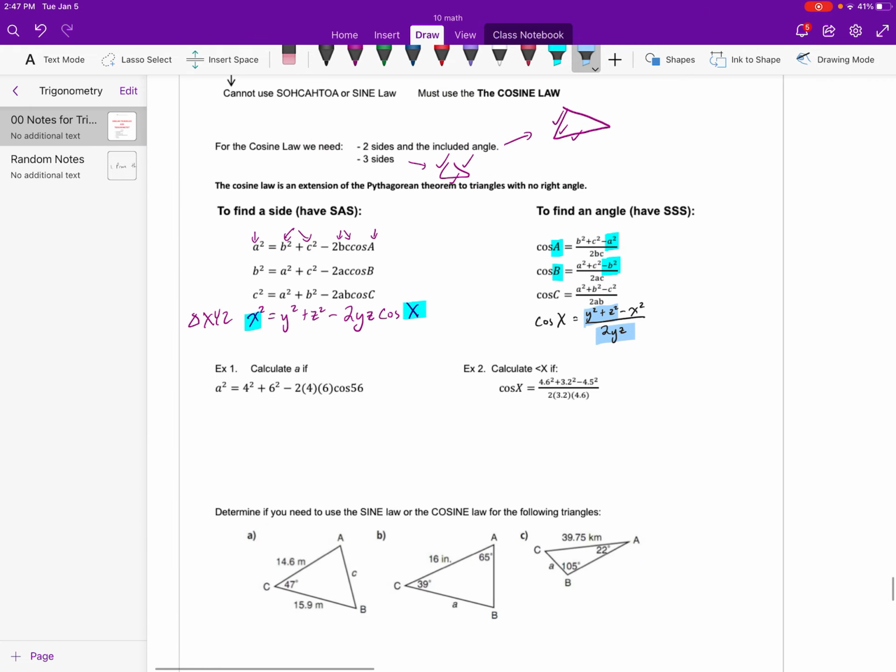All right, let's learn how to use our calculator. So if you have A squared equals 4 squared plus 6 squared minus 2 times 4 times 6 times cos 56, I strongly encourage you just type this right here in your calculator and let the calculator do that hard crunching of math in there. So if you do that, you'll get the answer 25.16. So that's what A squared is equal to. So we will take the square root of both sides, and we'll get that A equals 5.02 approximately.